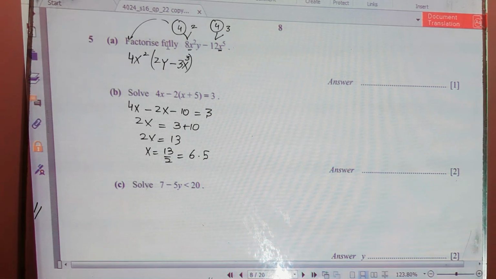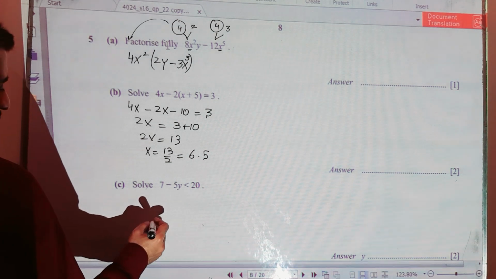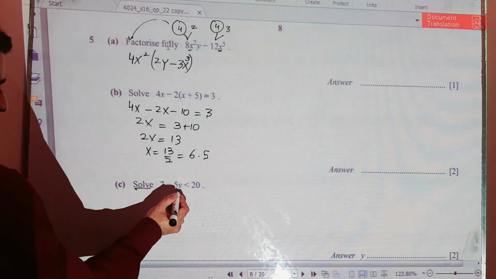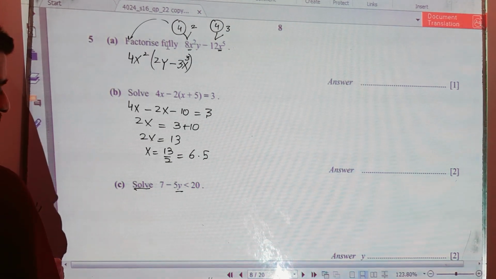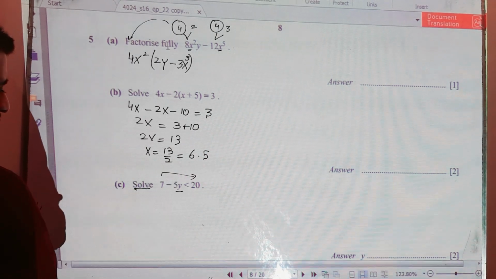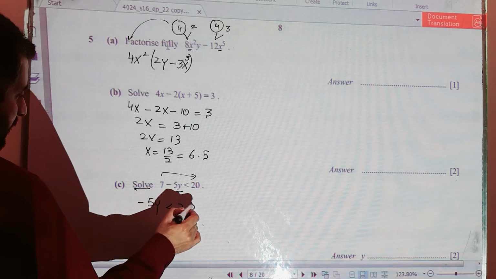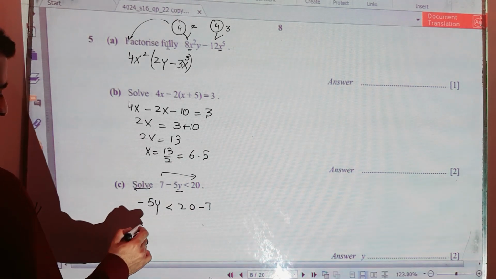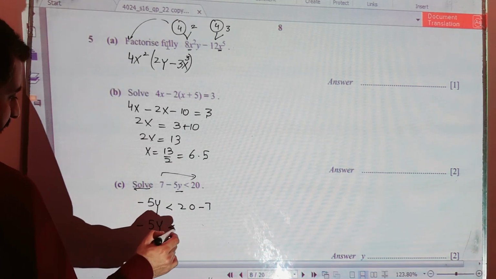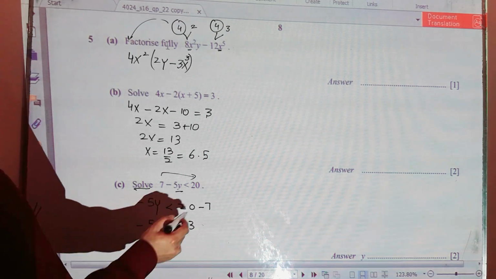And the last one is regarding inequality. 7 minus 5y less than 20, and we need to solve. We need to find the value of y, the variable involved over here. Shift 7 on the other side. Minus 5y is less than 20 minus 7. So that will become minus 5y is less than 13.